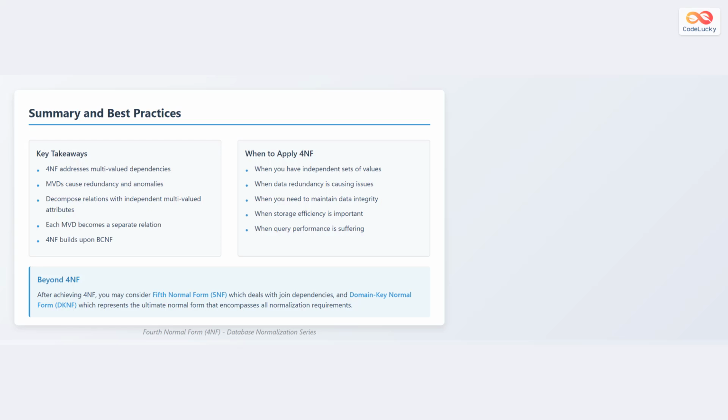After achieving 4NF, you may consider fifth normal form, which deals with join dependencies, and domain key normal form, which represents the ultimate normal form that encompasses all normalization requirements. This concludes our presentation on fourth normal form from the Database Normalization series.